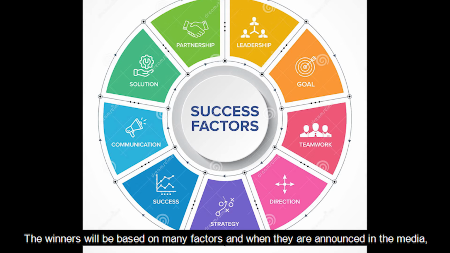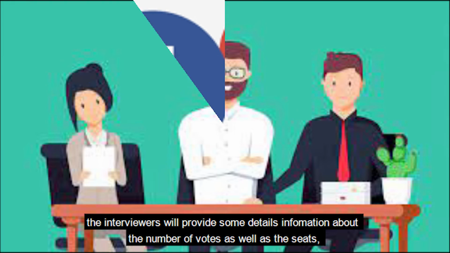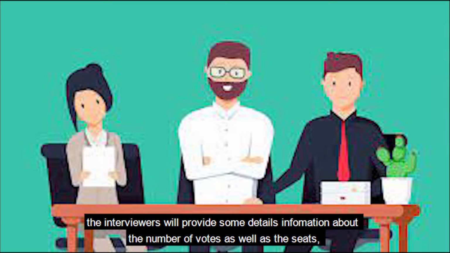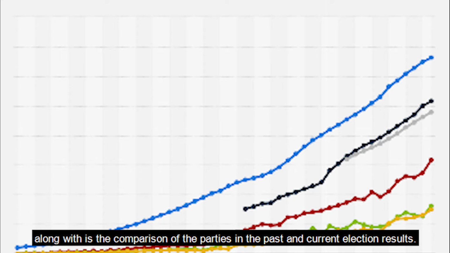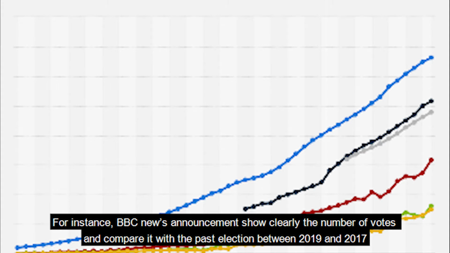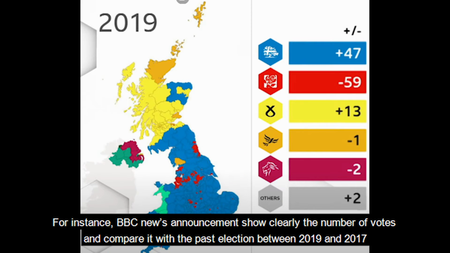The winner will be based on many factors, and when they are announced in the media, the interviewers will provide some detailed information about the number of votes as well as the seats. Along with it is the comparison of the parties in the past and current election results. For instance, BBC News announcements show clearly the number of votes and compare with the past election, between 2019 and 2017.